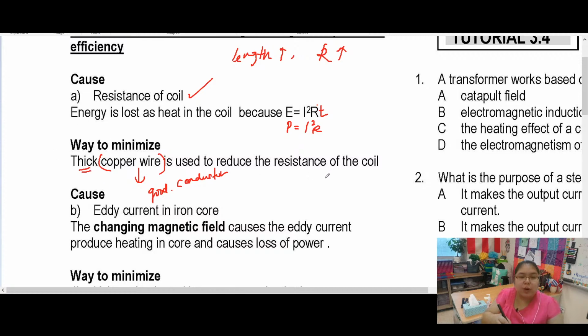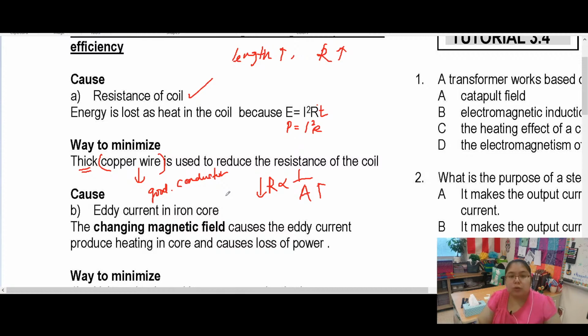Reason why thick? Remember the resistance is directly proportional to 1 over A. A is the thickness, the cross-sectional area of the surface. So when the wire becomes thicker, resistance drops. This is another way we can reduce the resistance. We cannot change the length, because we need to use the longer one, since you want more number of turns. So the length we just ignore. What we need to change is a thicker wire. Okay, we're using the thick copper wire.